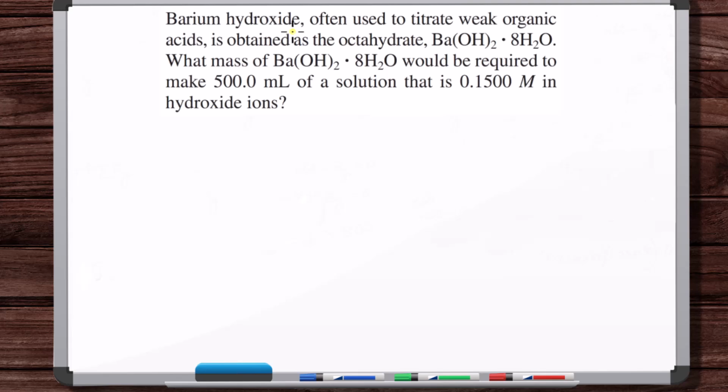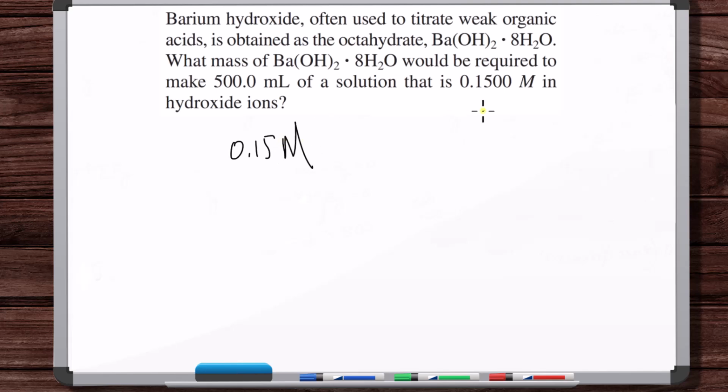Barium hydroxide, often used to titrate weak organic acids, is obtained as the octahydrate, Ba(OH)2 with 8 water molecules attached. What mass of this barium hydroxide octahydrate would be required to make 500 milliliters of a solution that is 0.15 molarity in hydroxide ions? So they're asking about this molarity here, right?